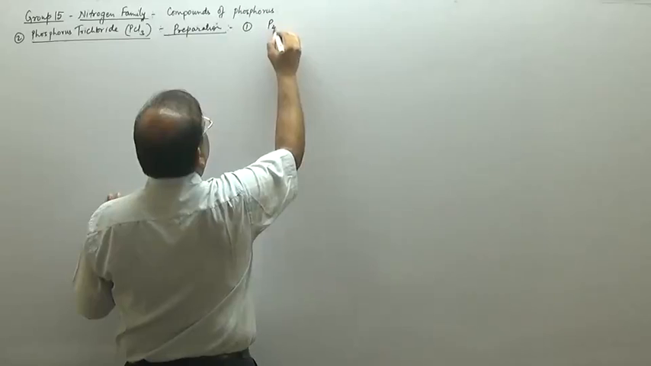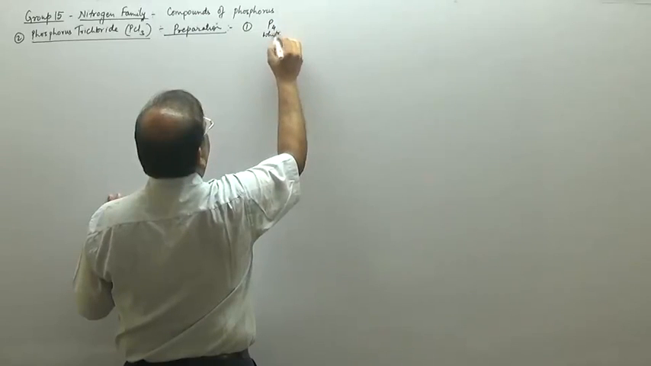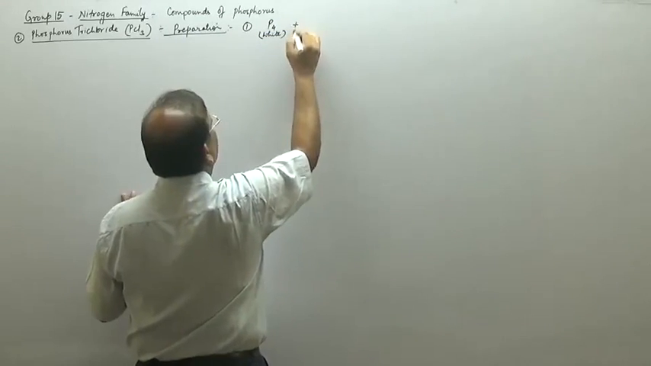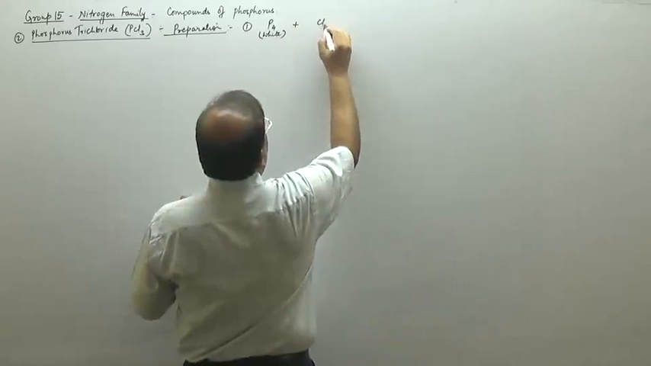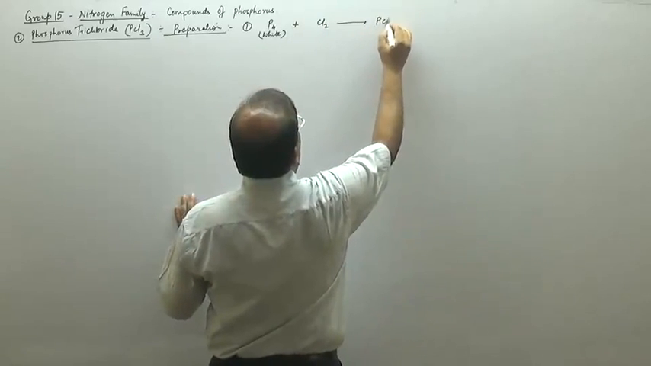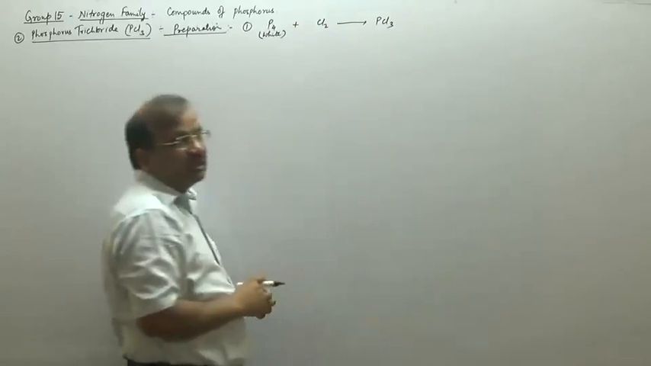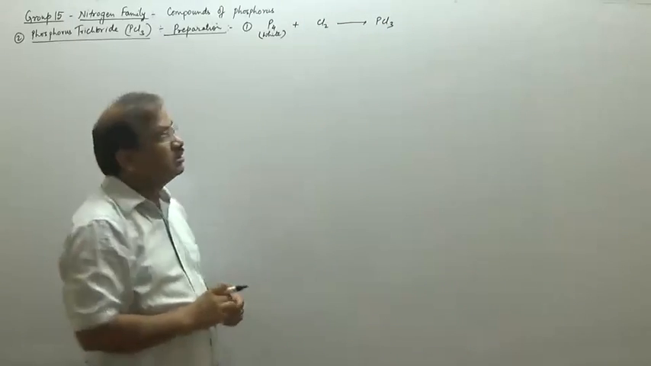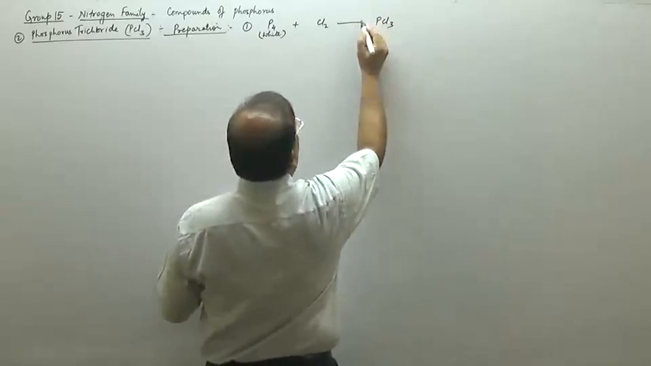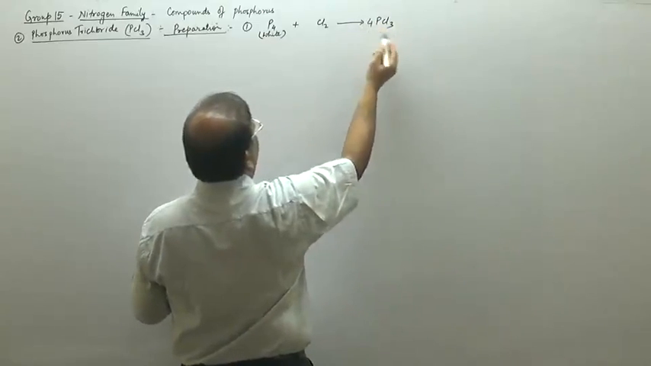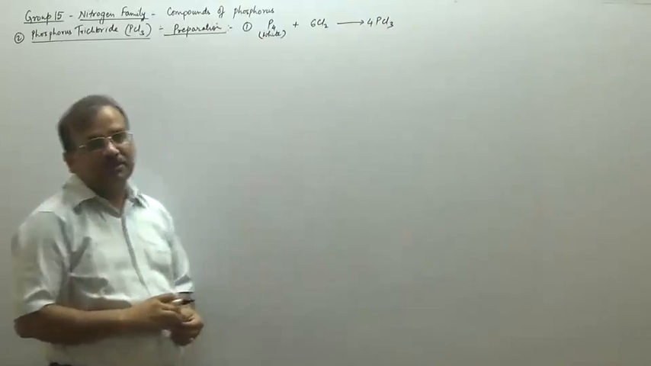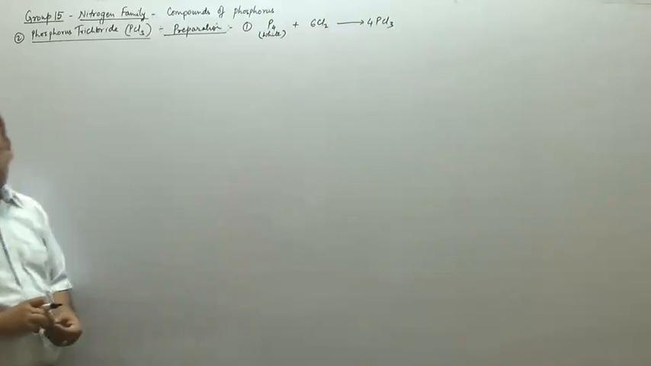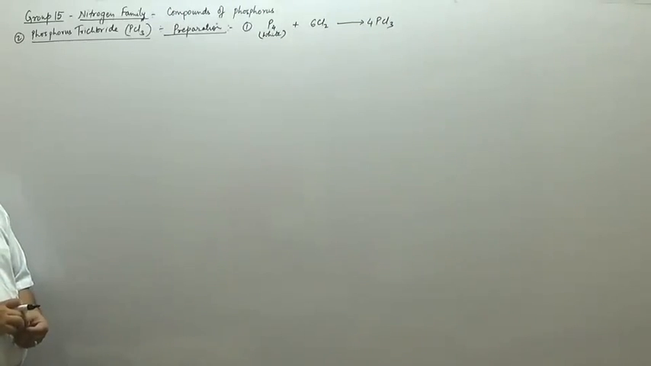When white phosphorus, that is P4, obviously if I am writing a discrete molecule, it is a P4 molecule, is treated with Cl2, it gets converted into PCl3, but the Cl2 should be limited. So I am going to write 4 PCl3, for which I require 6 Cl2. So PCl3 can be prepared directly by reaction with chlorine, and that is how we are able to write it.